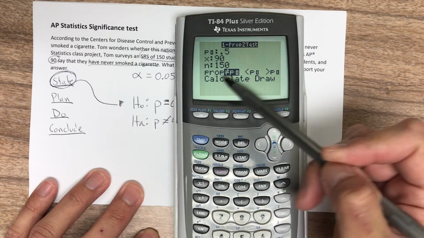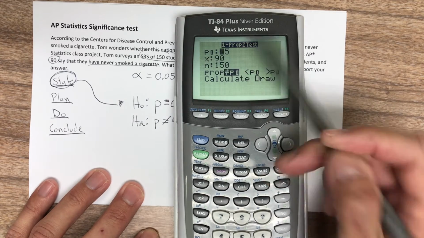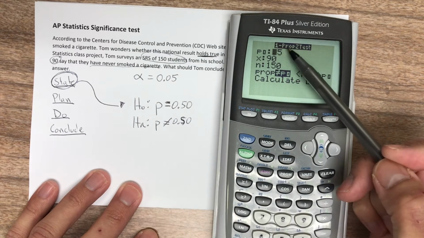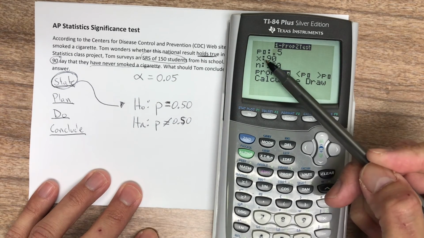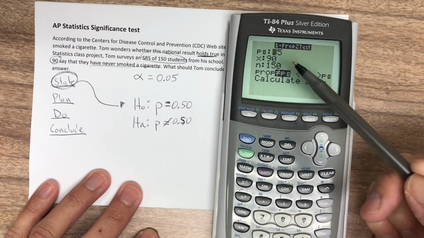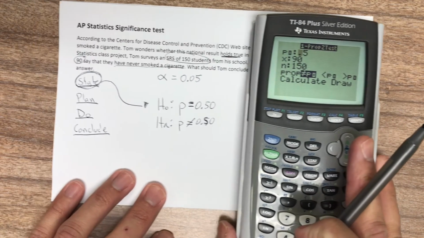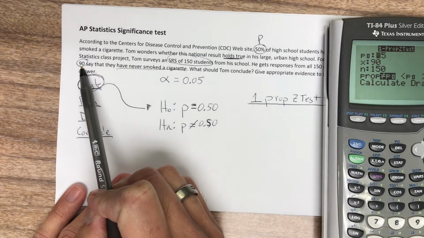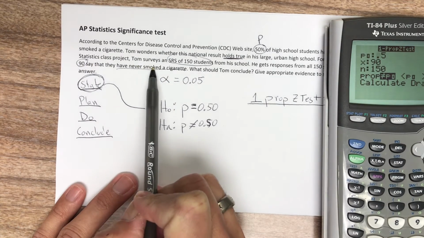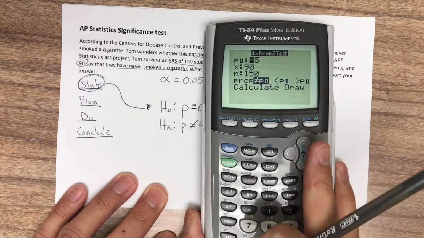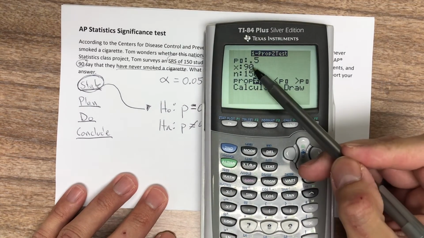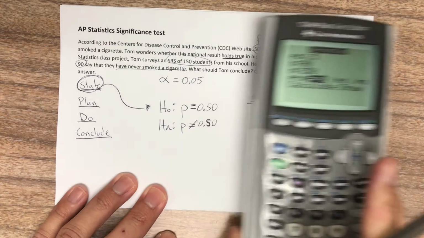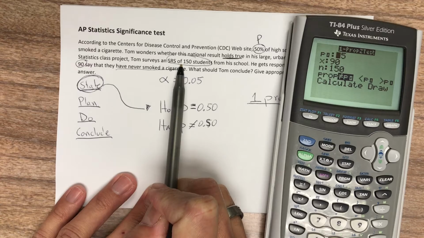So I already have this set up in the calculator, but my P sub 0 will be your null hypothesis. So 0.5 goes in the calculator. X will be the number of successes from the survey or from the sample. Now when you go back to the actual question, they say that 90 say that they have never smoked. So that's your X. How many actually said they never smoked? 90 students. My sample size is an SRS of 150, and just to show you, it's right here, 150.